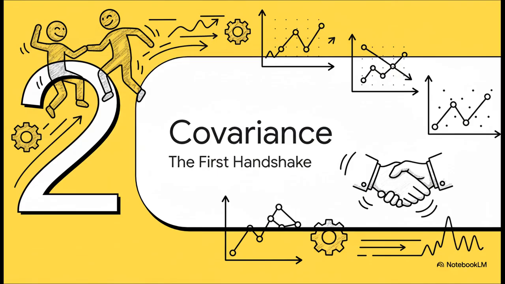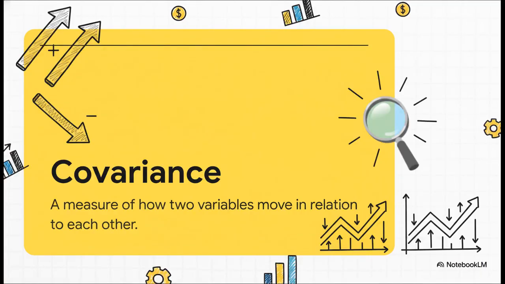Well, that brings us to part two, and our very first tool, covariance. Put simply, covariance just tells us the direction of the relationship. If the number is positive, it means when one asset goes up, the other one tends to go up too. If it's negative, they tend to move in opposite directions. It's really our first clue as to how two investments behave together.